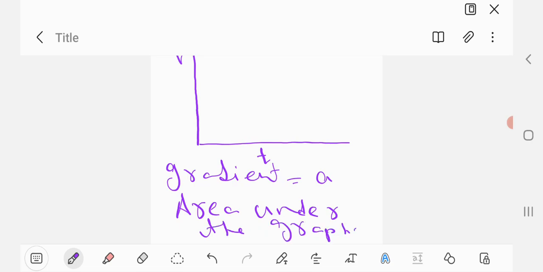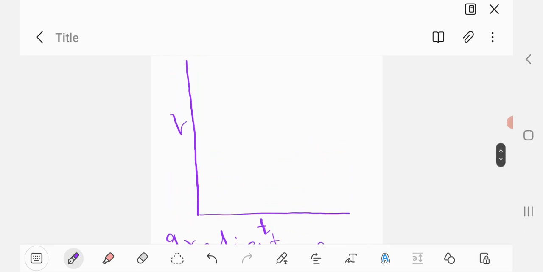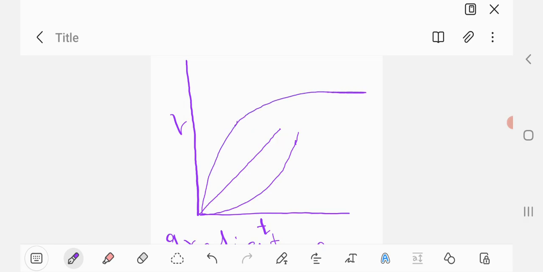I think this one will be clear. Again, if you have a straight line, it means the acceleration is constant, speed is increasing. In this case, speed is also increasing, but the gradient is increasing, so we can say that the acceleration is increasing. But in this case, in the graph, you can see that acceleration is decreasing. At this line, the acceleration is zero. Why is the acceleration zero at this point? Because the speed is constant, there is no change in the speed.